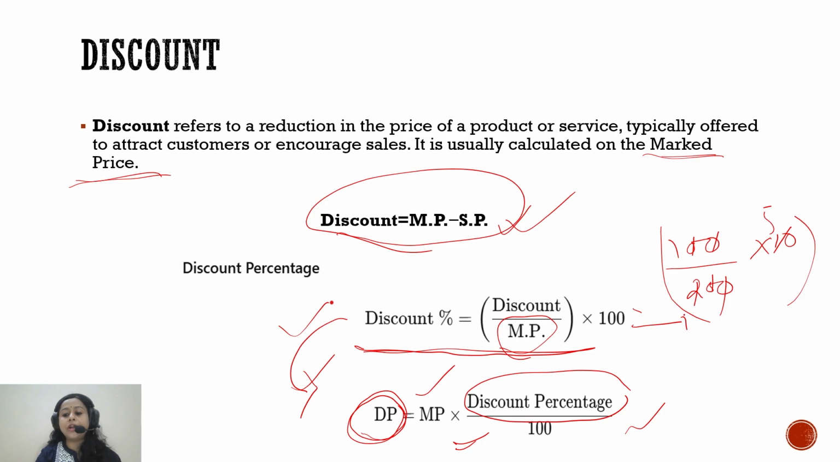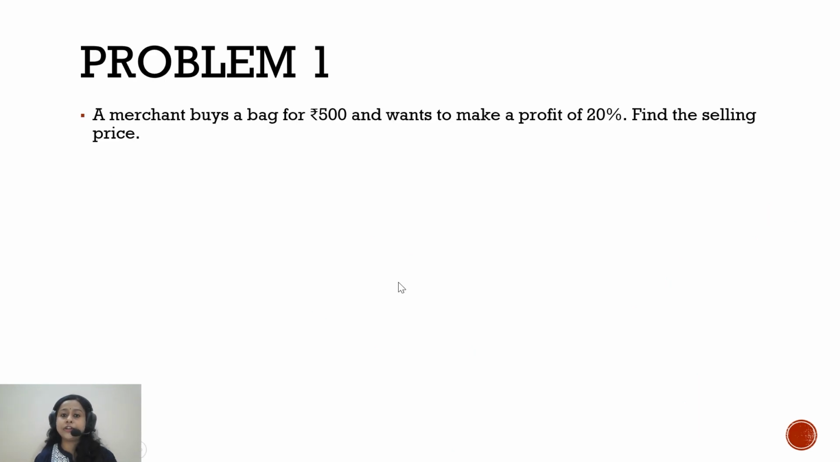So from formula 1, you can move to formula 2, where the discount percentage is given but the actual discounted price or discounted amount is not given. Then you can apply this formula, right? So these are all the formulas that we have to memorize for solving numericals related to profit and loss.